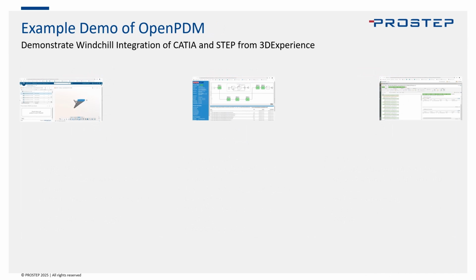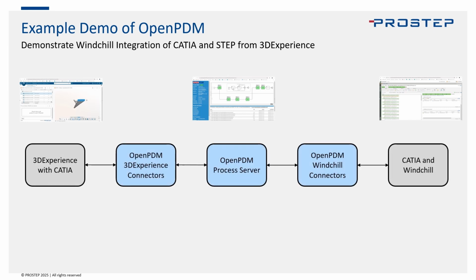So we'd like to start out with a demo of OpenPDM to showcase how it works. This is an example of a Windchill integration with 3D Experience, moving CATIA and STEP data from 3DX into Windchill. It could be that you've adopted 3DX for design and you have Windchill as your PLM and you want to build a bridge there so that you can synchronize data for configuration management or other use cases. So you can introduce OpenPDM with the 3DX connectors, the process server in the middle, and then the Windchill connectors.